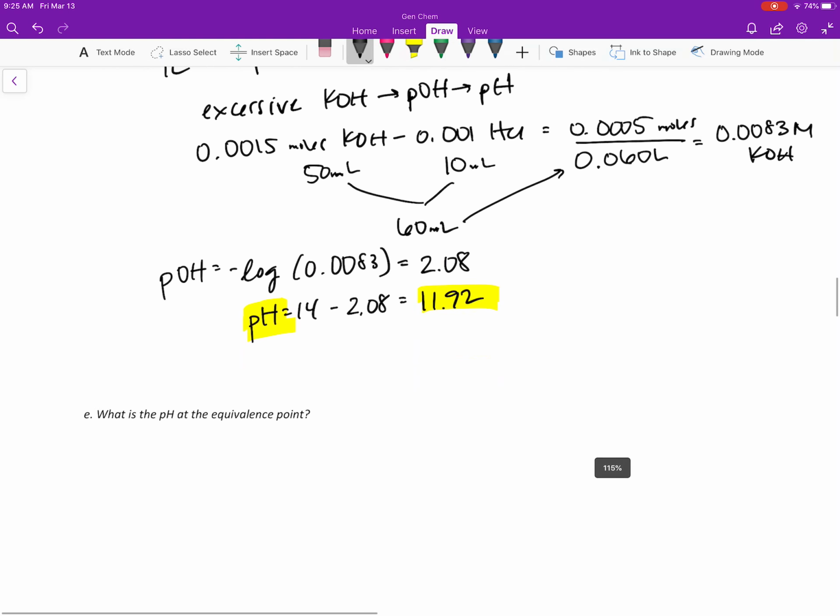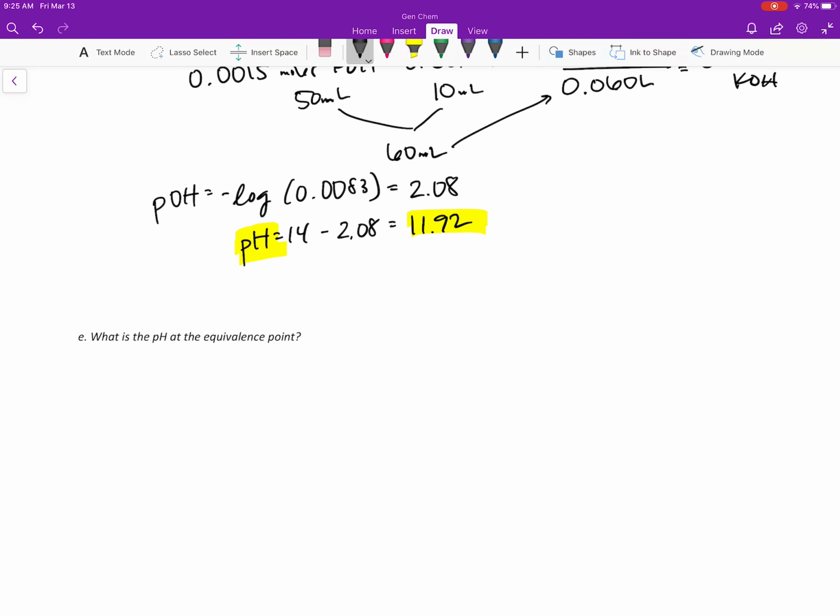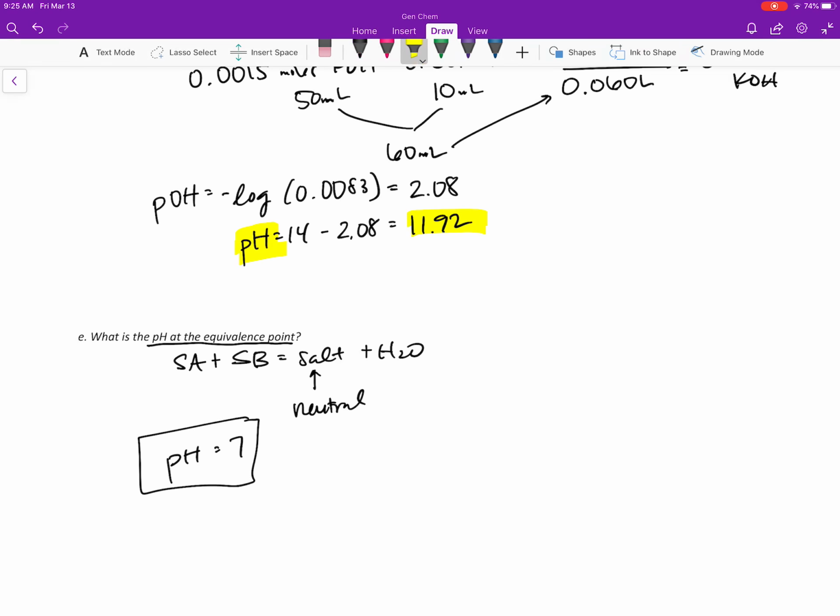Okay. Now this says, what is the pH at the equivalence point? Well, this is where it's important to have identified it was a strong acid and a strong base, because we said earlier it's going to produce a salt and water, where the salt is neutral. So the pH at the equivalence point would be 7, because it's a strong acid and a strong base.